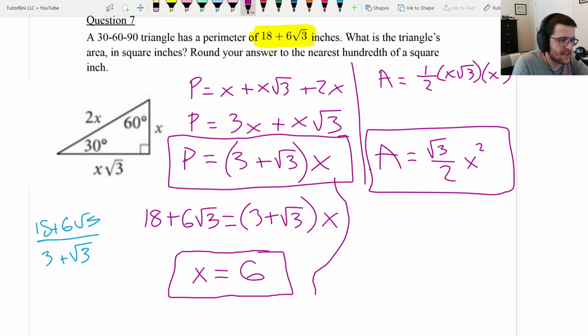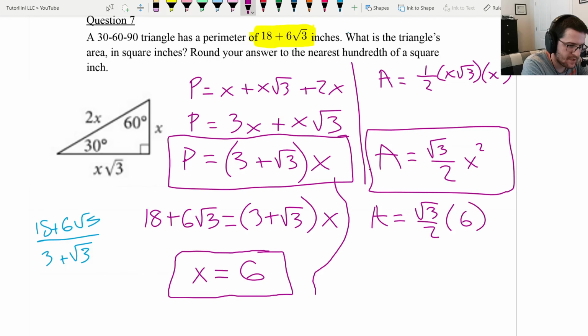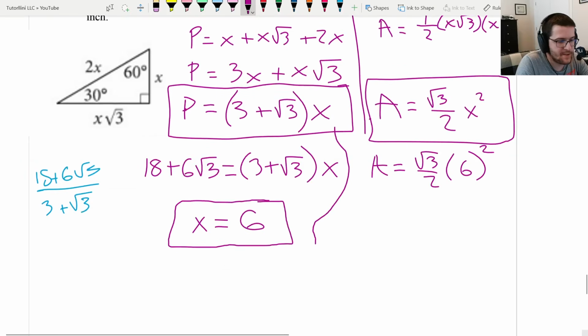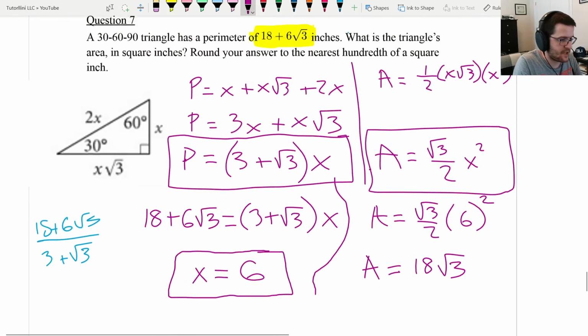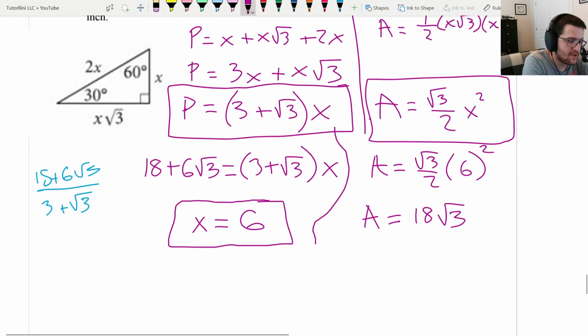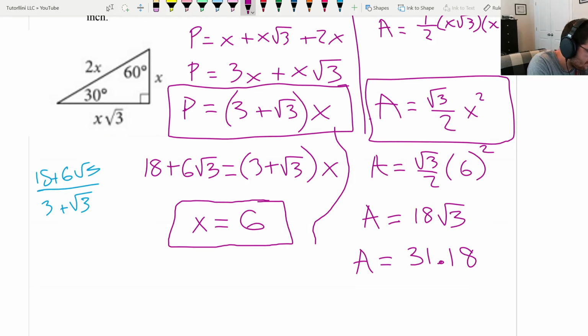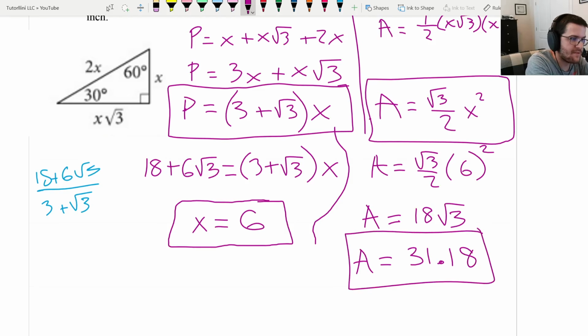Okay, so if x is 6, we can now find the area using this equation. So we're going to do root 3 over 2 times 6 squared. 36 divided by 2 is 18, so the area is 18 root 3. And the question wants us to round to the nearest hundredth, so we can just type 18 root 3 on Desmos or on your calculator, and rounded to the hundredth should be 31.18. And that would be the final answer for this one.